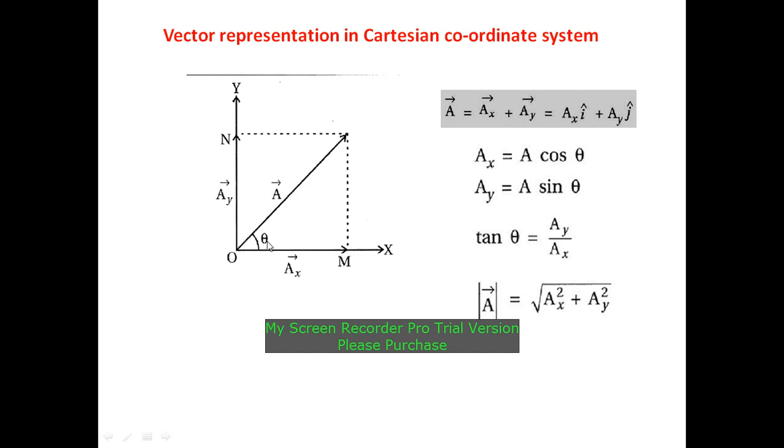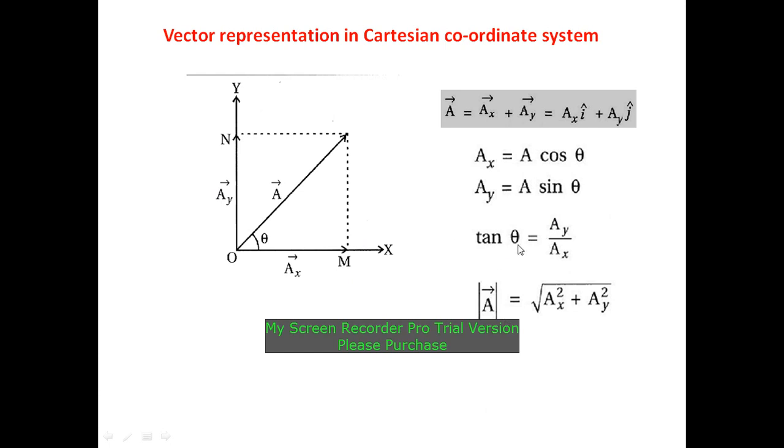Now if we take cos theta here, then cos theta is ax upon a. So ax is equal to a cos theta. Similarly, ay is equal to a sin theta. If we take the ratio, tan theta, also known as the slope of this triangle, is equal to y by x. Here y is ay and x is ax, so tan theta is ay by ax.